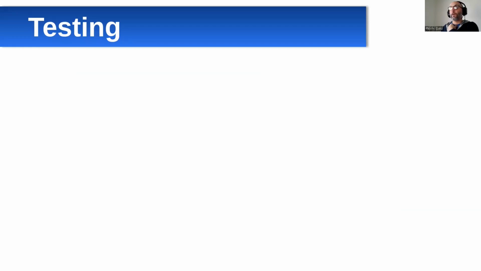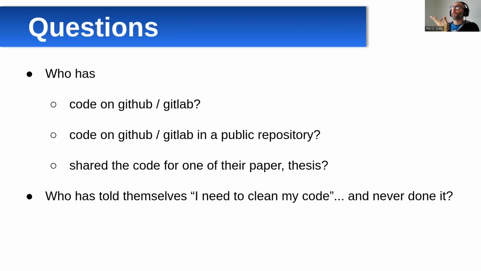The way I'm going to run all of the sections, I'm going to start with a series of questions for you to answer. First of all, who here has ever put code on GitHub or GitLab? Then I want you to think: when you put your code on GitHub or GitLab, do you keep it in a private repository because then no one can see it, or do you put it in a public repository?